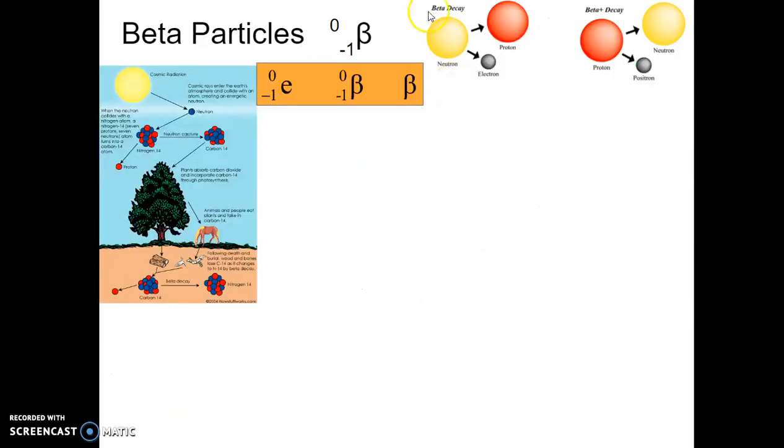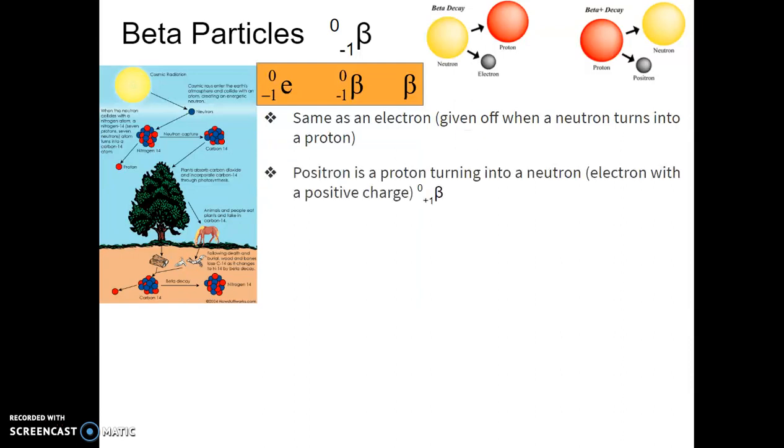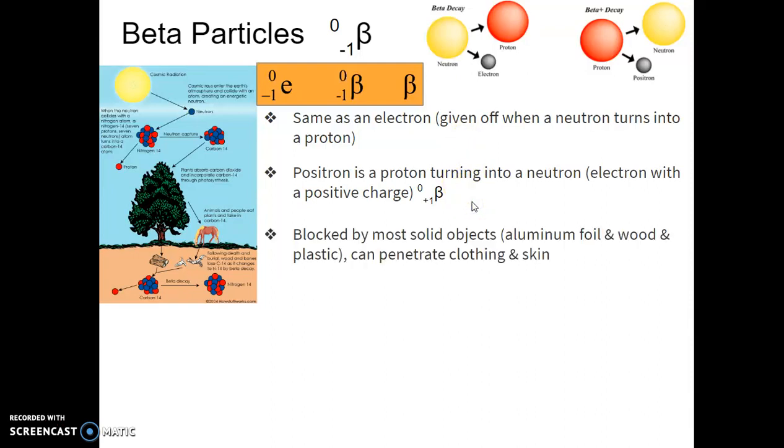Beta particles, on the other hand, as you can see here, a beta particle is when a neutron decays into a proton and electron. So you lose a neutron, but you gain a proton and an electron. So it's the same as an electron. It's given off when a neutron turns into a proton. We're not going to worry about positrons. But it's blocked by most solid objects like aluminum foil, wood, plastic. It can penetrate clothing and skin, but it is blocked by some things.